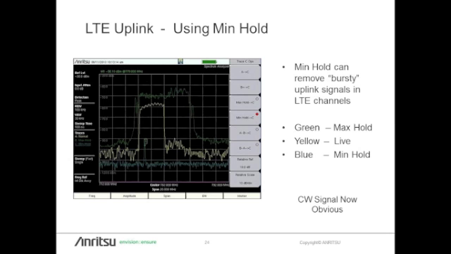So what I'll do here is look at a very important band where we need to find interference, LTE uplink. It may not be clear on this picture, but you can look at 3 different colors. The green is where a max hold is set. The yellow trace there is the live signal, and the blue is a min hold. So you can see that little spike underneath the live signal is your interference. So it's really quite obvious to see.